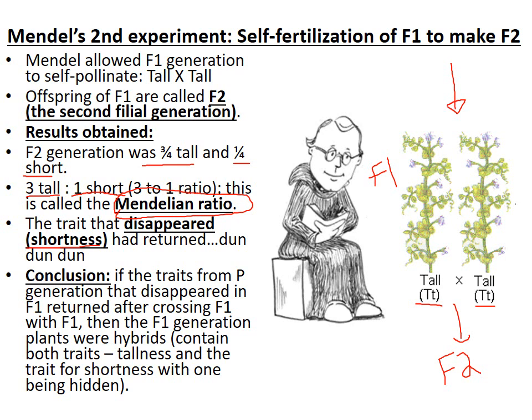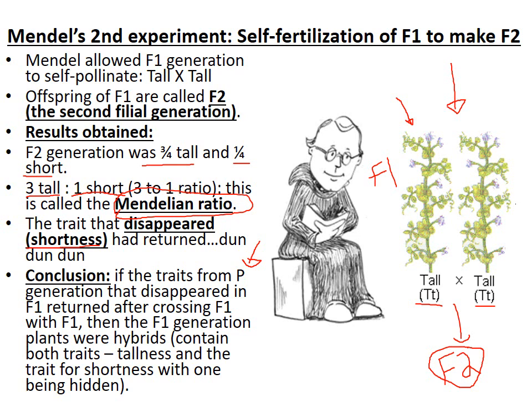So the conclusion that Mendel came up with was that in the F1 generation, the trait for the one that disappeared was probably still hidden within. It was maybe masked by the other trait, by the tall trait. But then once he mated the F1 generation, somehow it became unmasked. It reappeared again. So it was never really gone. It was just hidden by one of the other traits.